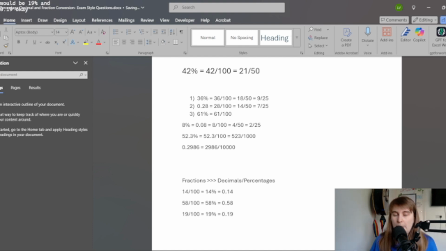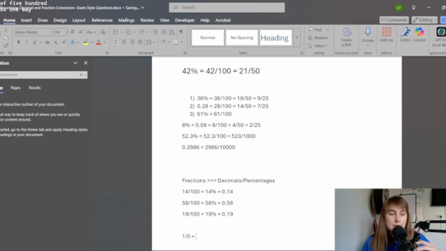Okay. Now the issue comes when our denominator is not 100. So if we had 1 out of 5, that won't work in the same way. We can't just say that's 1%, right? Because it's out of 5, not out of 100.